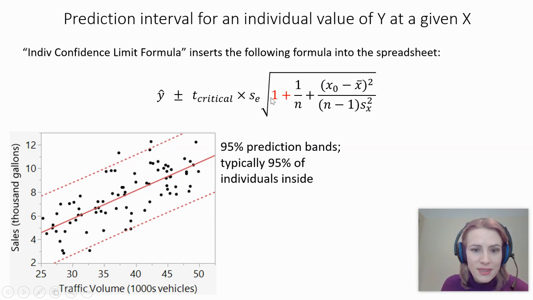So the formula is actually the same as the last one, except we're going to add in a 1 under the radical. So that makes it bigger. All right. And the default here is 95%. So we would expect 95% or so of the gas stations to be within the bands. And that seems to be the case. There's only a couple that are outside.